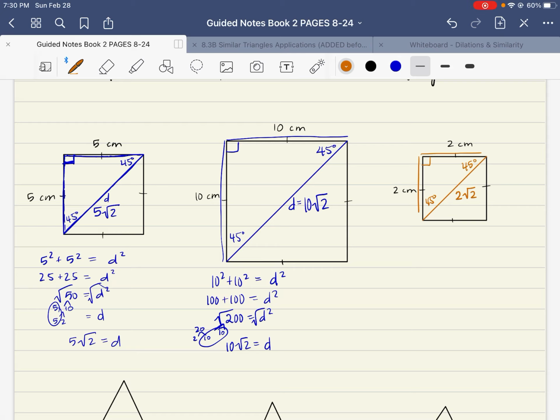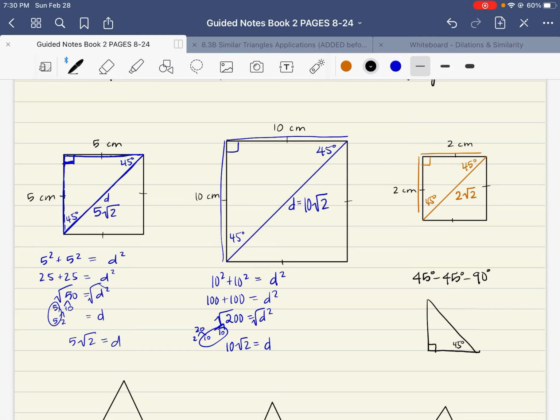So anytime we're using this, right, if it's a 45, 45, this is how we write it, 45, 45 degree, 90, then we have a triangle that is just half of a square. Okay, that is a nice triangle. I'm going to label this so we know that's what it's supposed to be.